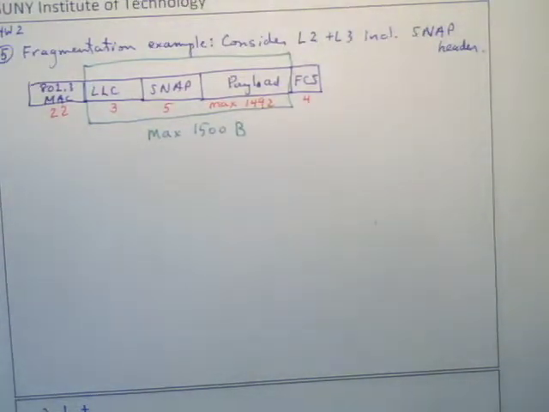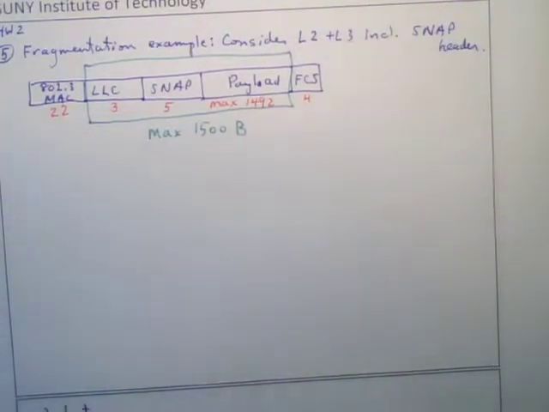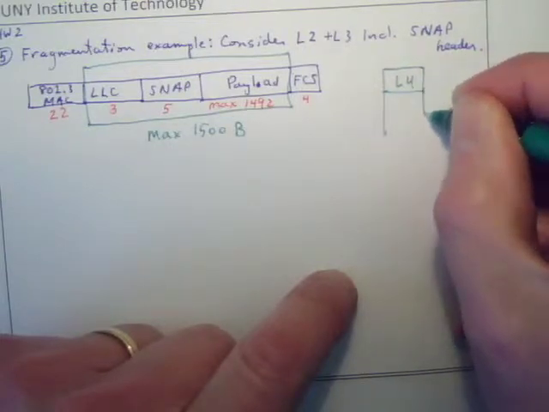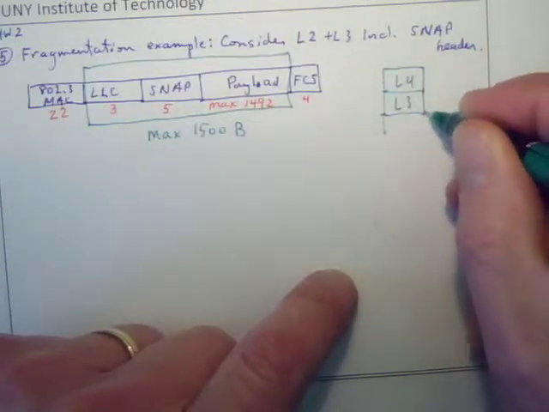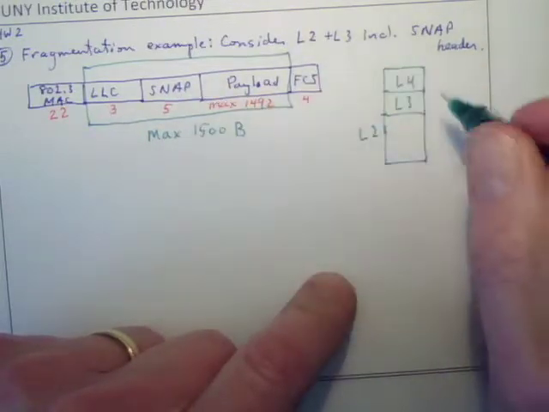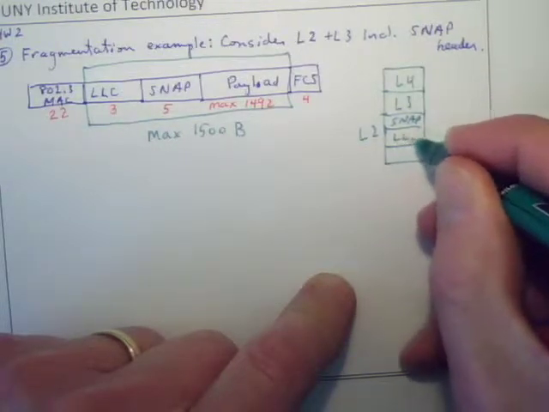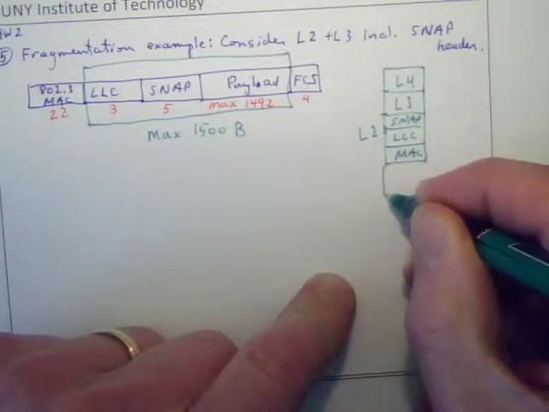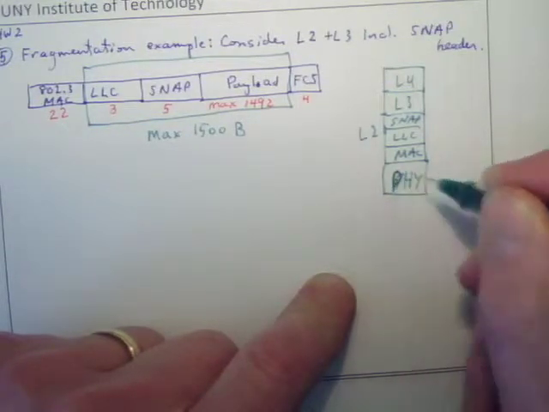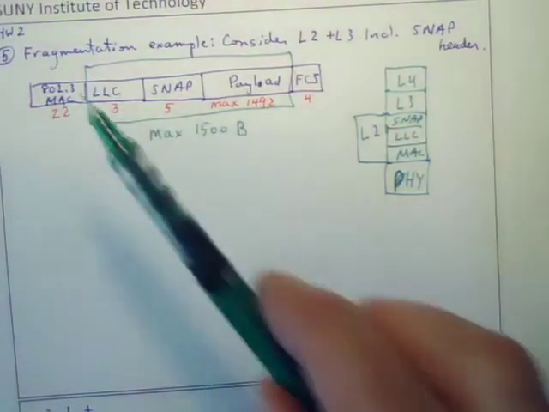And now it asks for part A, and this also gives us a layered model that looks something like this, where we have layer 4, we have IP at layer 3, and then layer 2 is kind of complicated because it has the snap layer, it has the LLC and the MAC, and then finally down here we have the physical layer.